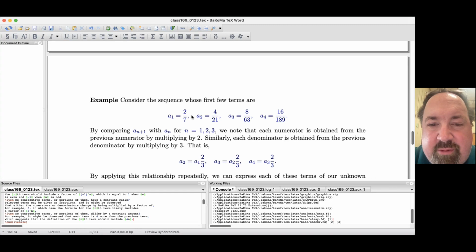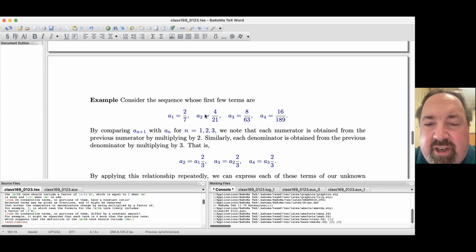So here are the numbers that were given. 2/7, 4/21, 8/63, 16/189. So what changes when you go from one number to the next? If it's a fraction, it's a good idea to examine the numerator and denominator separately, because they, of course, could behave very differently. So look at the numerators. We have 2, 4, 8, 16. You keep doubling. So there's a ratio of 2. And then from the denominator, 7 to 21, 63 to 189, we keep multiplying by 3.